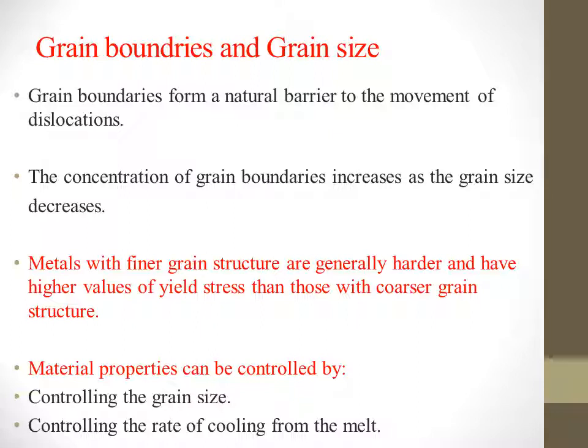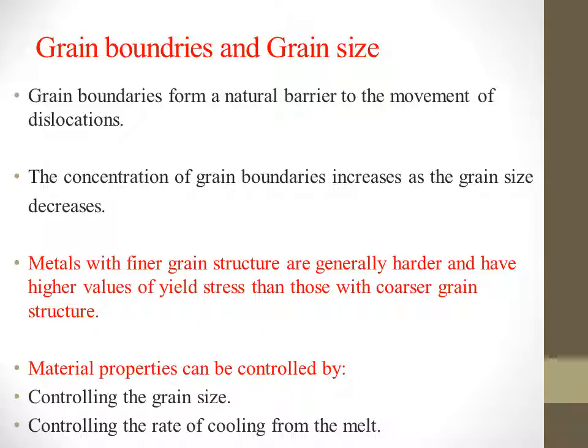Now, the movement of dislocation, which accounts for the ductility of metal, is dependent on the grain boundaries. The grain boundaries, which you know are the points of contact between the crystals or grains, form a natural barrier to the movement of dislocation. The concentration of grain boundaries increases as the grain size decreases. So the finer the grain, the smaller the grain size, the greater the concentration of grain boundaries, which means it is more resistant to the movement of dislocation.